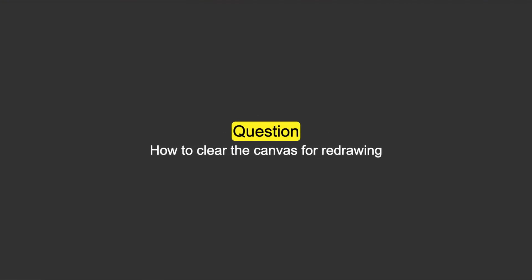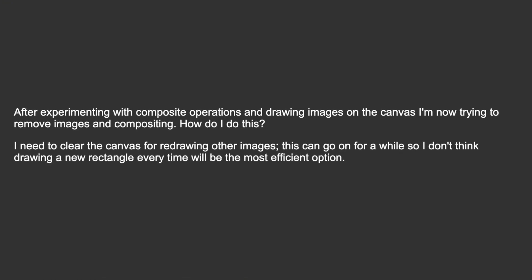How to clear the canvas for redrawing. After experimenting with composite operations and drawing images on the canvas, I'm now trying to remove images and compositing. How do I do this? I need to clear the canvas for redrawing other images.